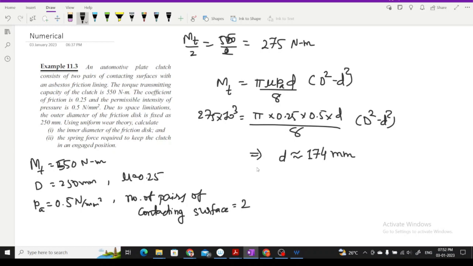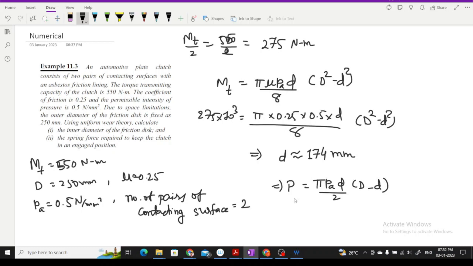Yes, sir, 174 correct. Right, so with a scientific calculator, at least you are getting this answer, correct? Yes, sir. Okay, so once you get this particular small d, then you can calculate the axial force in case of this uniform wear theory. So for that we have this formula: P A d by 2 into D minus d.